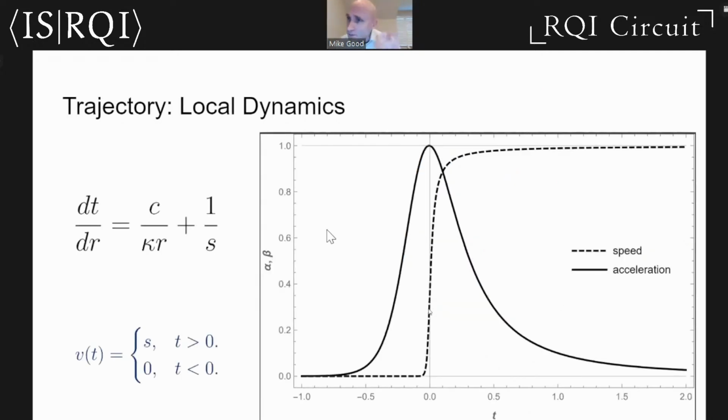To give you a little bit more familiarity with what the dynamics are like, it starts off at zero velocity. So it starts off at rest. So an electron moving along this trajectory would be completely still in the far past. But then around time equals 0, it shoots up with its velocity and goes to its final speed, s. This is pretty much a Heaviside step function description for the velocity, if kappa is large enough, or if the speed is fast enough. So the acceleration, the proper acceleration here, is always positive.